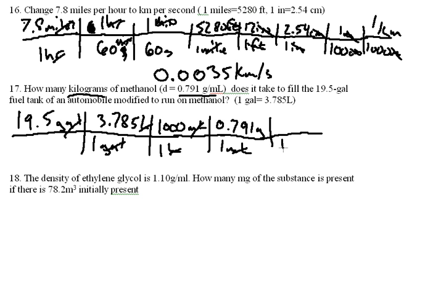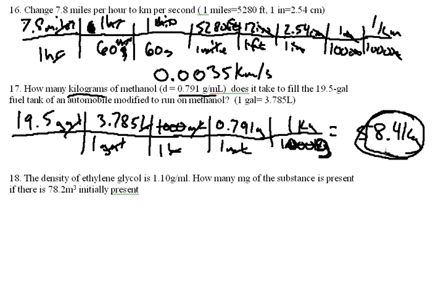But that's an easy enough thing to do because I know that there are 1,000 grams in 1 kilogram. So I'm just going to multiply everything across the top, and finally divide by 1,000, but if you notice we've got 1,000 above and 1,000 below, so let's just cancel the thousands out. It's going to multiply 19.5 times 3.785 times 0.791, and this should give me 58.4 kilograms. Whoops. That's a 5 there. I buried it.